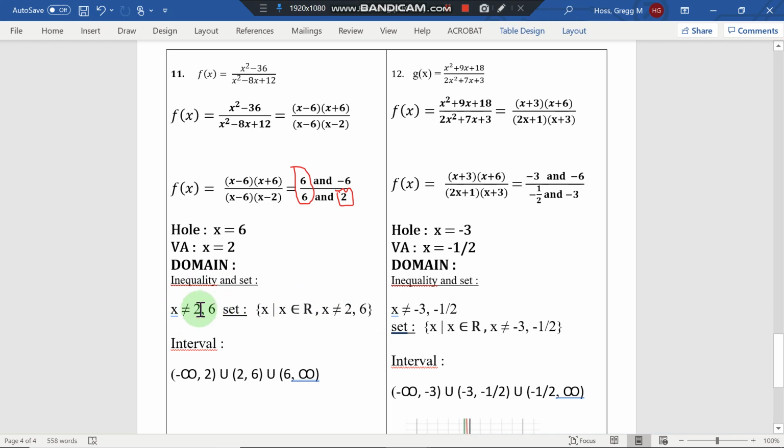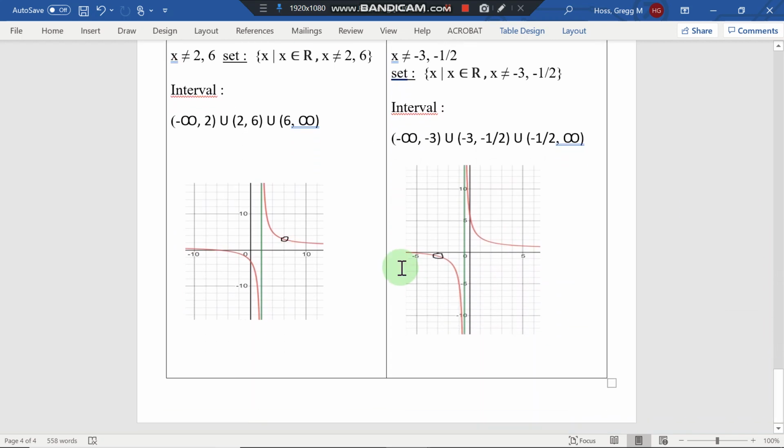Here is inequality and set notation. As you can see, 2 and 6 are excluded from the domain. We go from negative infinity to 2, then from 2 to 6, then from 6 to infinity. Remember, all parentheses, okay? None of these zeros, none of these discontinuities are included in the domain. There's our graph with a vertical asymptote at x equals 2 and a hole at x equals 6, right? 2, 4, 6, 8, 10.